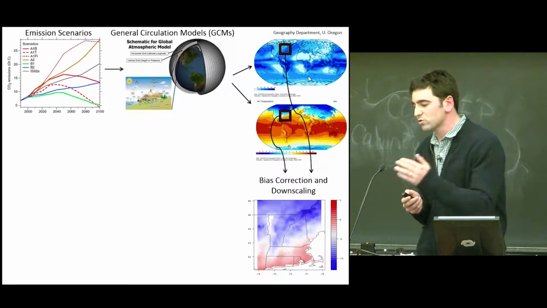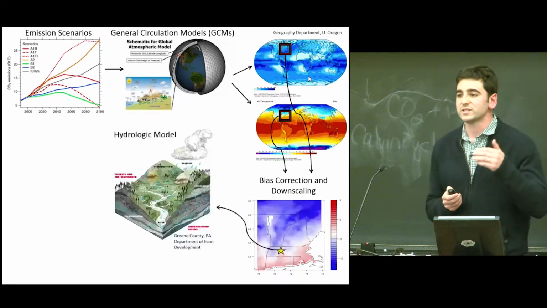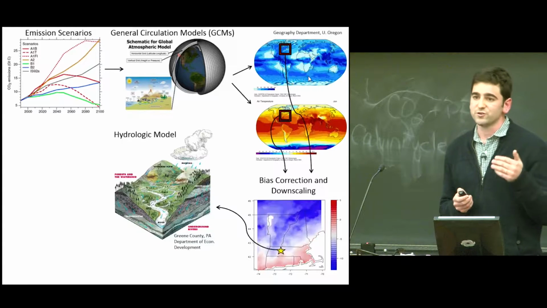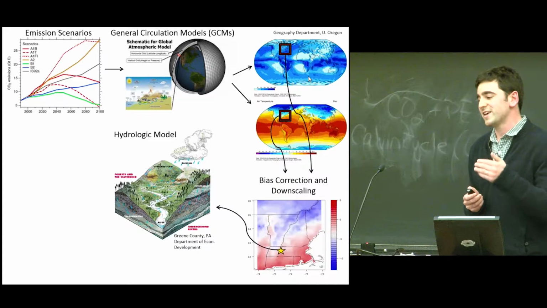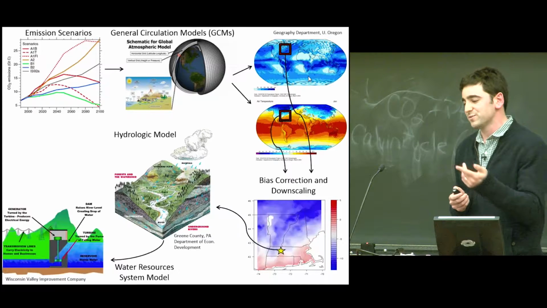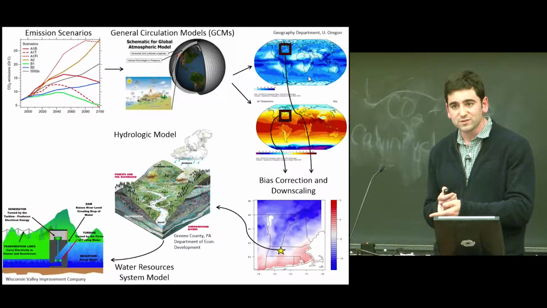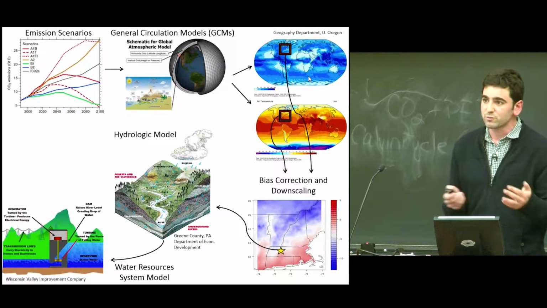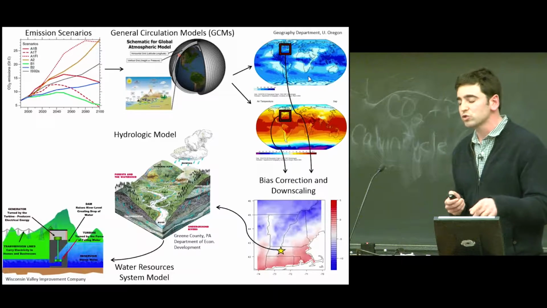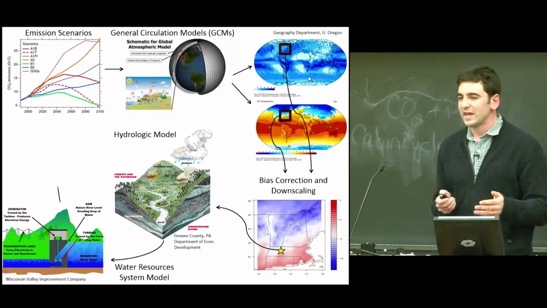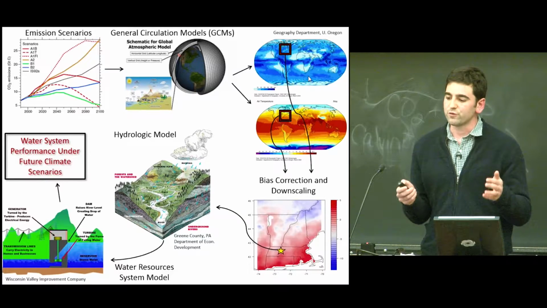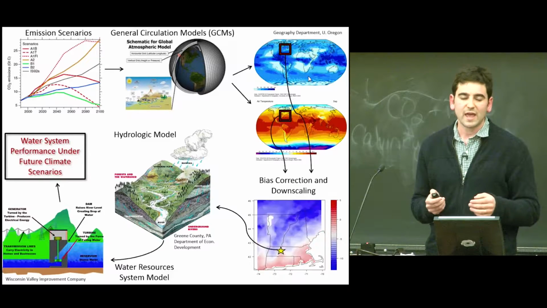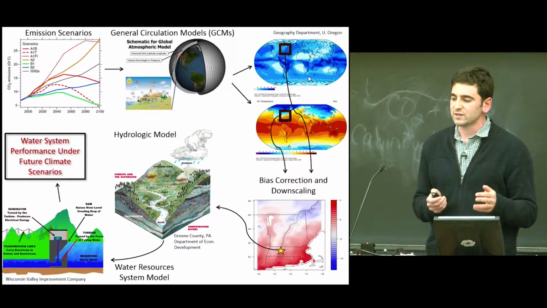And then we take this local climate projection data and feed it through a set of hydrologic models to understand the hydrologic response to these different scenarios. We then take the output of those hydrologic models and put them into water resources systems models to understand how our infrastructure is going to perform. And at the end of this whole chain, what we get is a description of water system performance under future climate scenarios. And so there are a lot of examples of this in the literature.